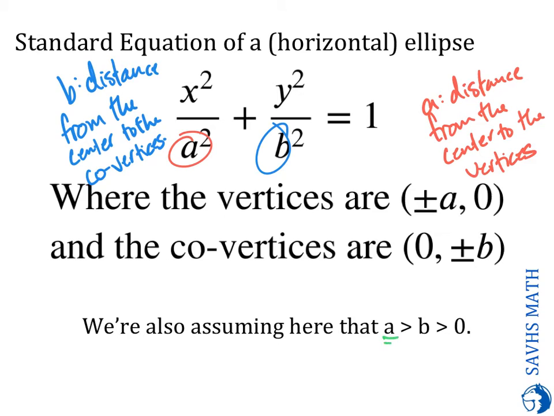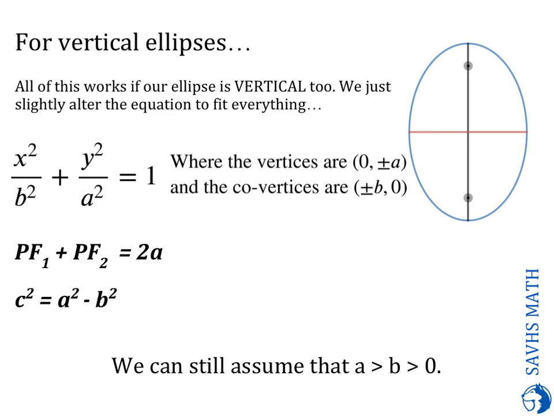Notice here that our a is a bigger number than our b, and that's what makes it horizontal, because the a is a bigger number and it's underneath the x. If the a was a bigger number and it was underneath the y, then it would be a vertical ellipse. And here's kind of our setup for the vertical ellipse. So you'll notice that our a is underneath the y.